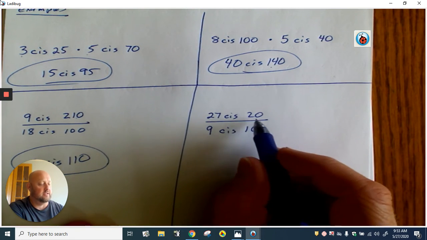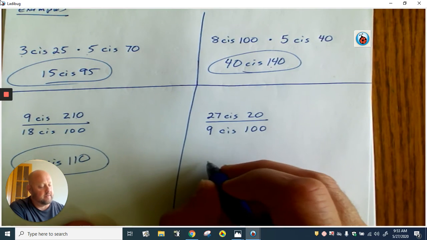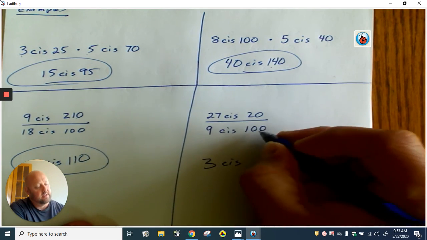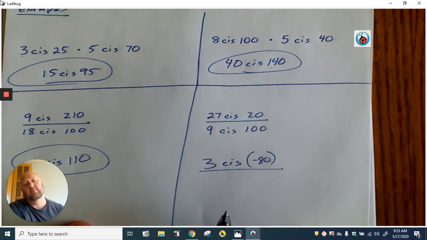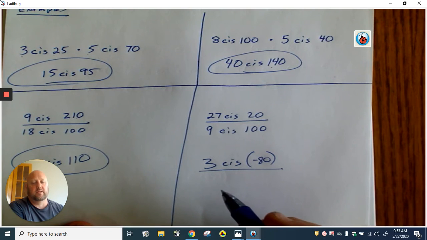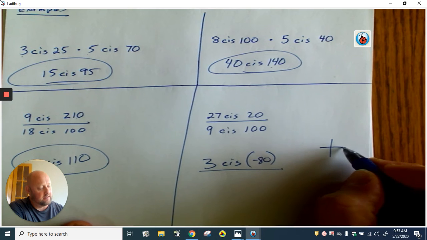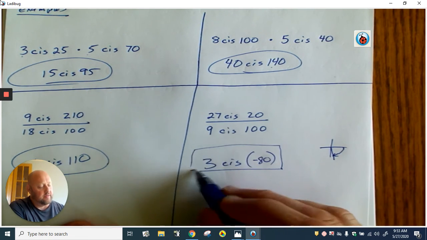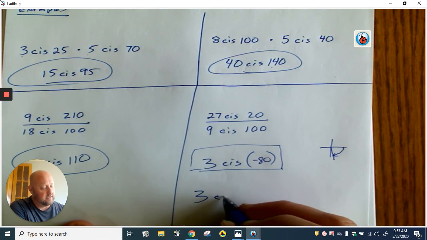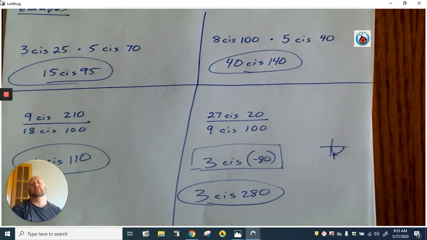27 CIS 20 divided by 9 CIS 100. 27 divided by 9 is 3 CIS. Now here we're going to end up with a negative 80 degrees. So again, we don't want to deal with a negative angle. So we just use 360. A negative 80 degrees would be down here, almost back pointing down there. So we add 360, and a better answer would be 3 CIS 280. Just getting that back to within 0 to 360. That's seriously all that is.